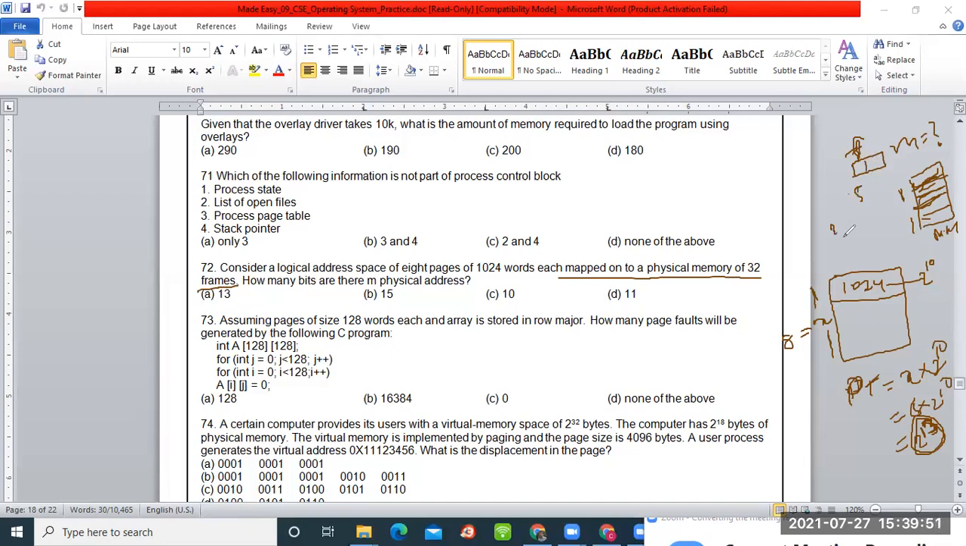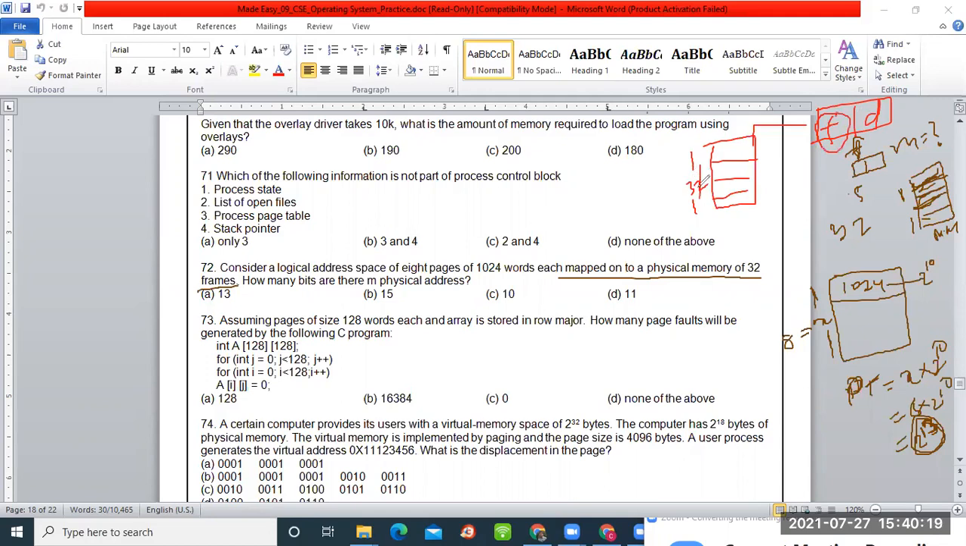If 32 locations are there, in my main memory, how many frames are there? Total number of frames are 32. Yes or no? These frames are represented by f plus d. And what is this f? f is represented by these bits.